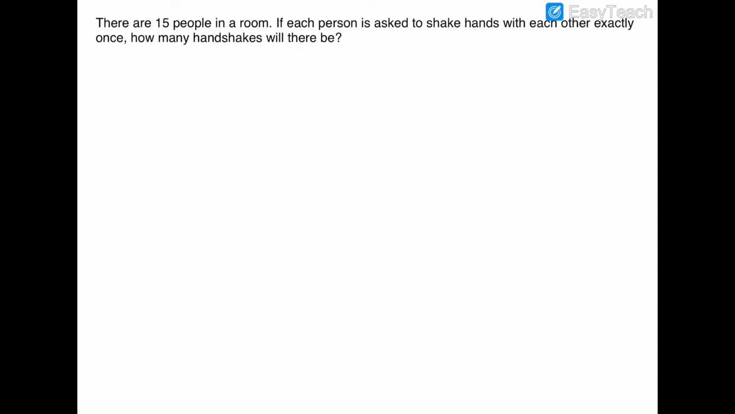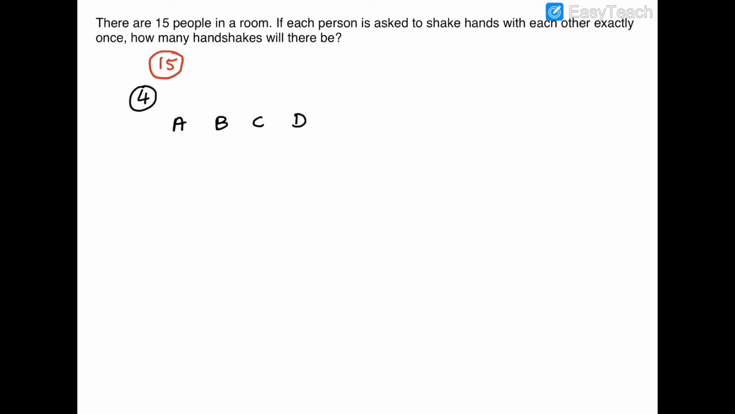Let's see. So now the number of people in the room is 15. That seems like quite a large number for me. So let's take a smaller number and see what's going on. Let the smaller number be, say, 4. Let's name the people A, B, C, and D.